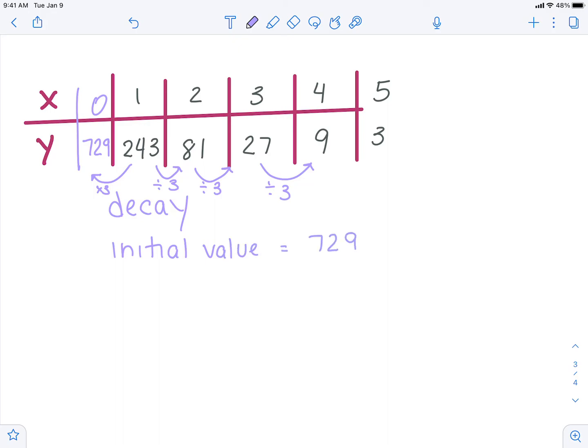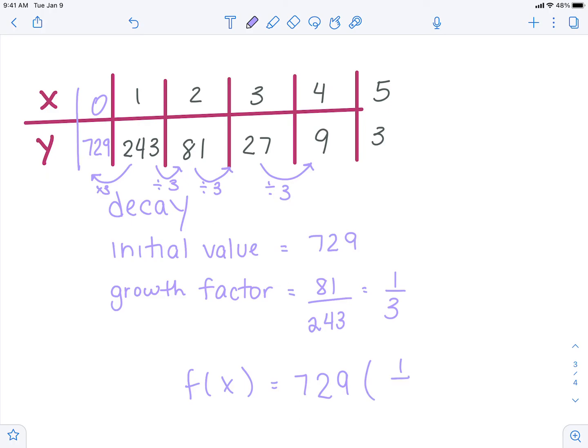So now I know my initial value is 729. My growth rate, or my growth factor, is what? 1/3, right? Because we're not going to write divided by 3 in there. But dividing by 3 is the same thing as multiplying by 1/3. If we weren't sure, we could do 81 divided by 243. And when we simplified that, we'd get 1/3. So our equation is going to be f of x equals 729 times 1/3 to the x.